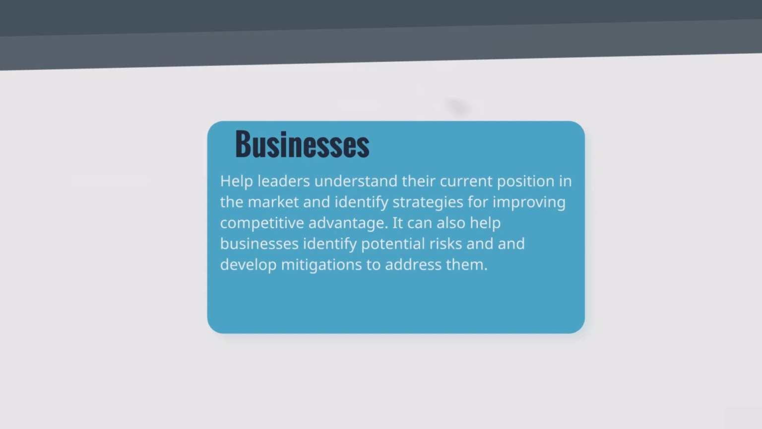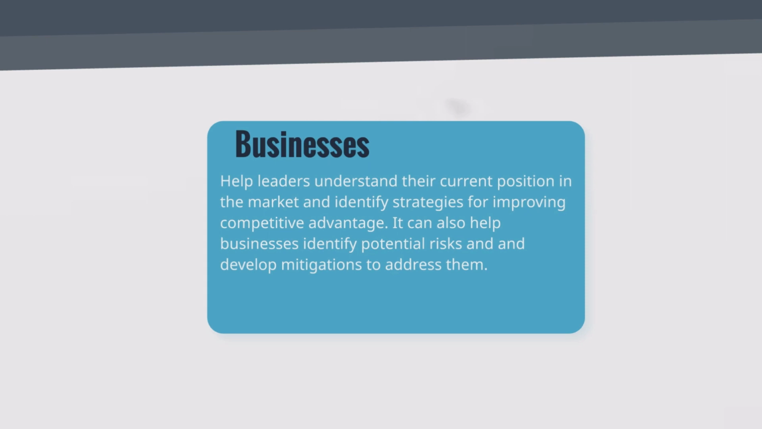While SWOT analysis can be used in a variety of contexts, it's especially useful for businesses. By conducting this analysis, leaders can gain a clearer understanding of their current position in the market and identify strategies for improving their competitive advantage.